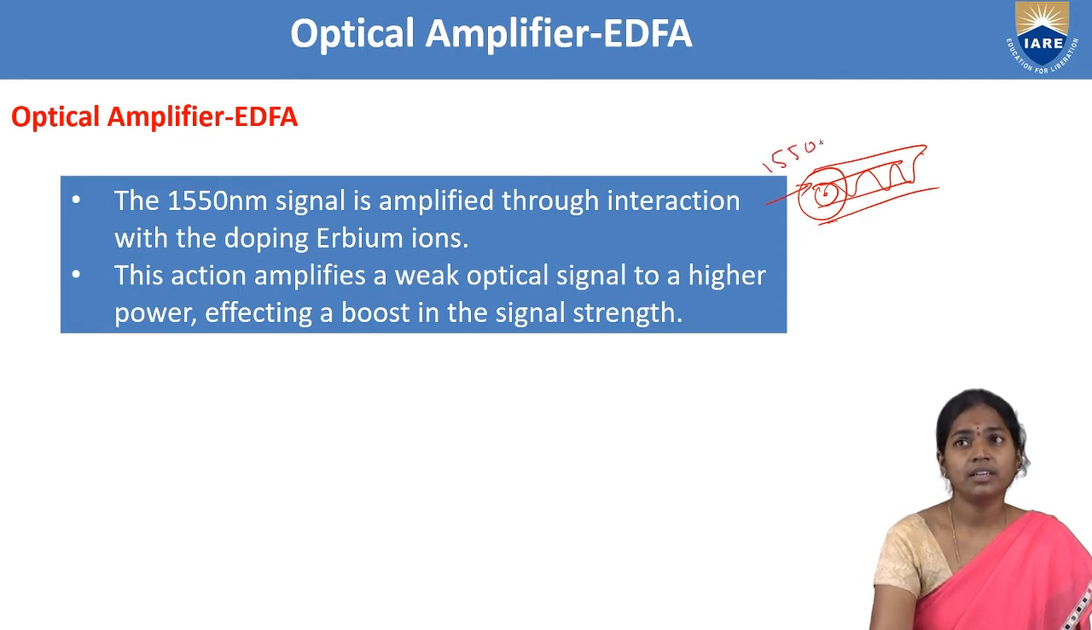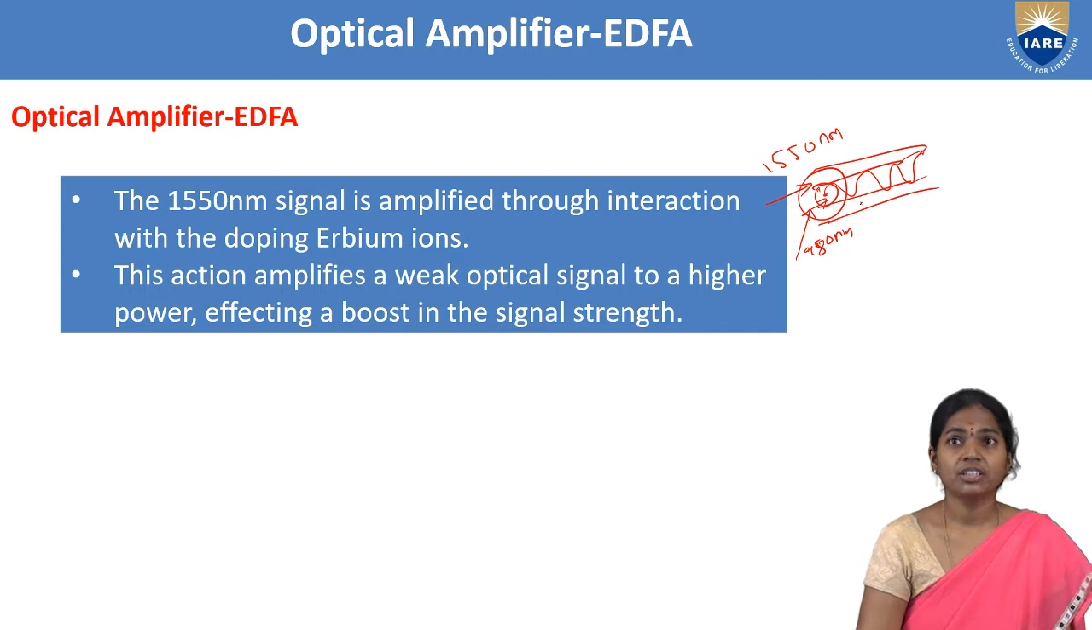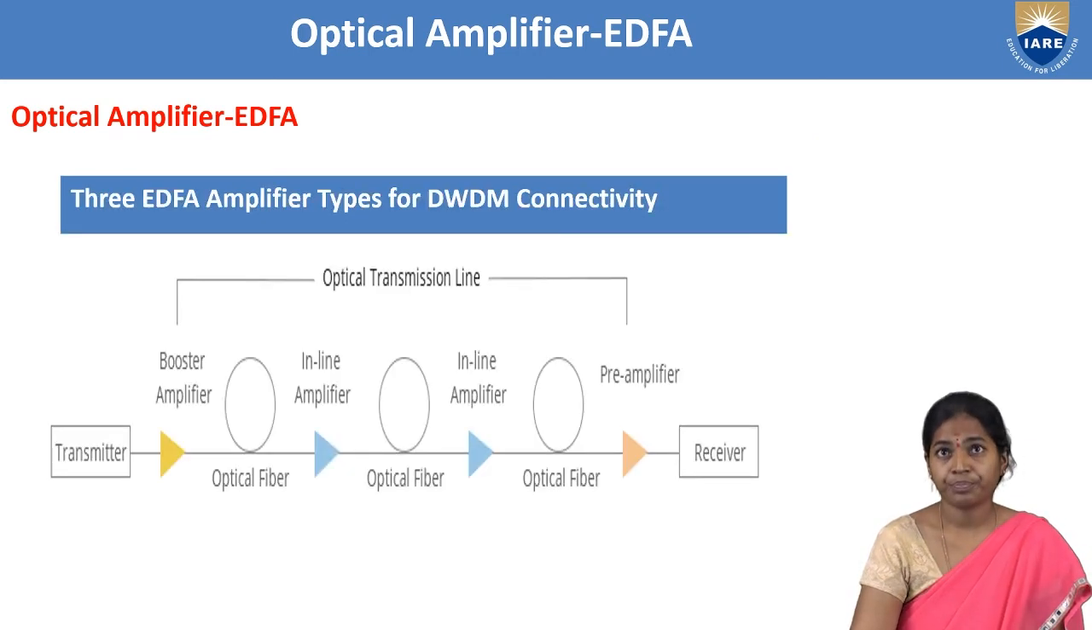Here our input signal wavelength is 1550 nanometers, and here the laser pump starts. The laser pumping starts at 980 nanometers, and both are combined. The pumping is combined with the use of wavelength division multiplexing and transmitted within the optical fiber only. This action amplifies a weak optical signal to a higher power, boosting the signal strength.